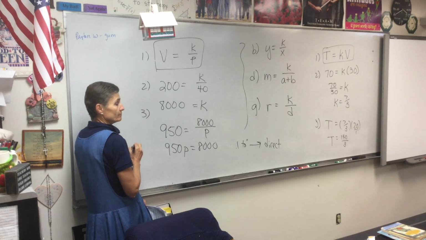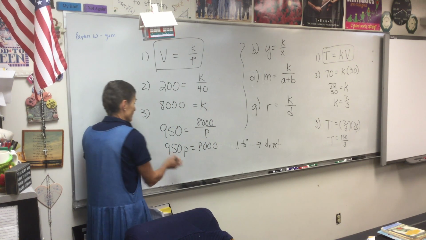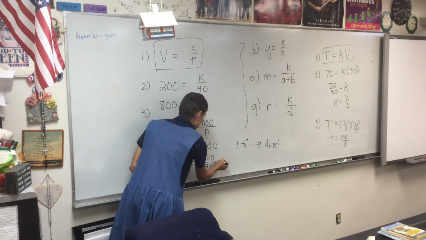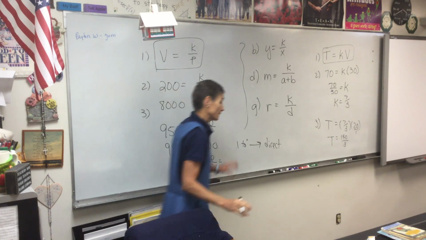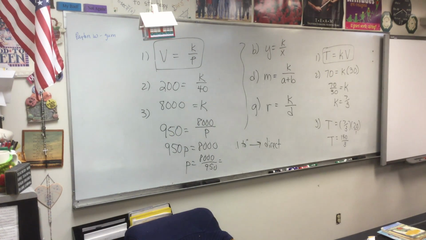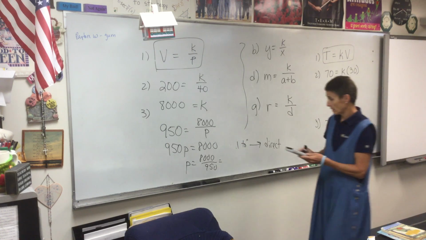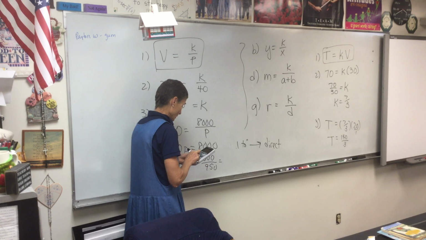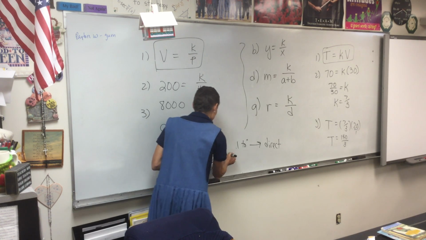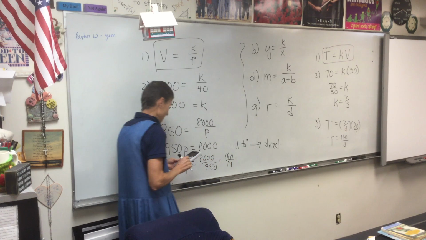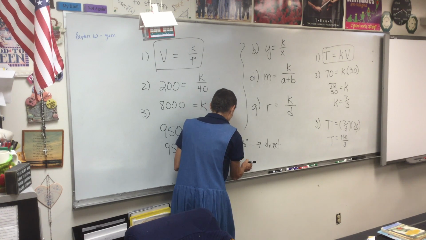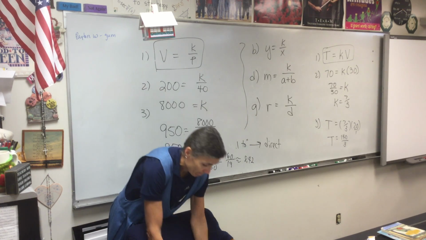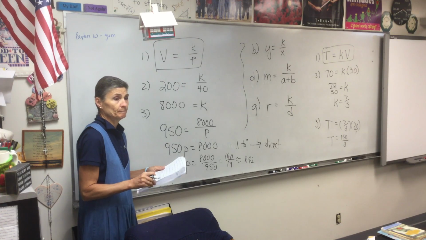And then divide by 950. So P equals 8,000 over 950, which we can read as a fraction, but we have to reduce it. Or you can type it in as a decimal, whatever is easiest for you. So as a fraction, it's 160 over 19. As a decimal, it's about 8.42. And I don't care which way you do it.